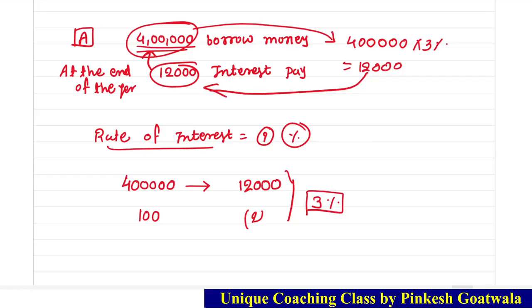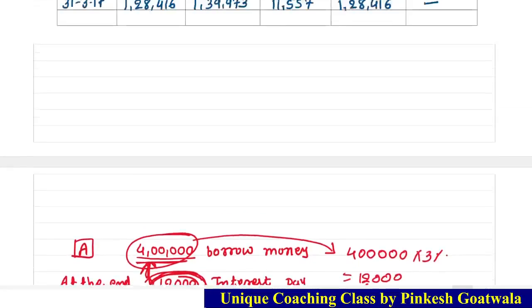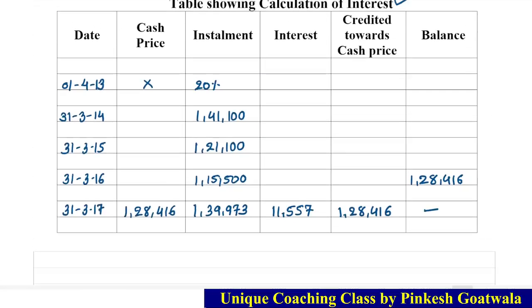So in this question we can find out the rate of interest because we have the amount of interest. We have the amount of interest and it is calculated on 4 lakh, right? Because this 12,000 interest is calculated on this 4 lakh. Whatever money is borrowed, a certain percentage of it is calculated and interest comes. So same here. We have the amount of interest 11,50,557.